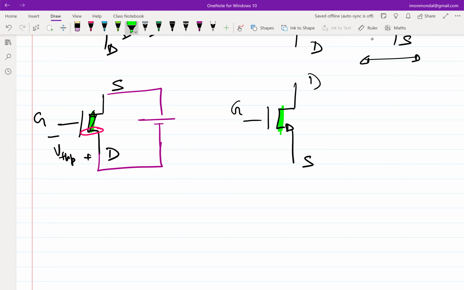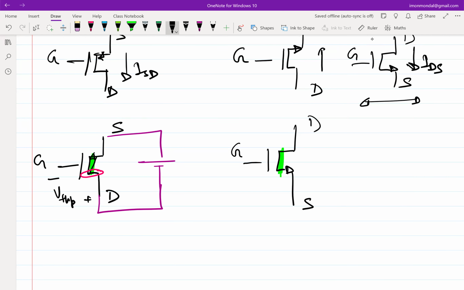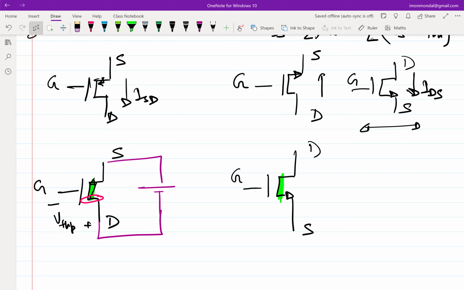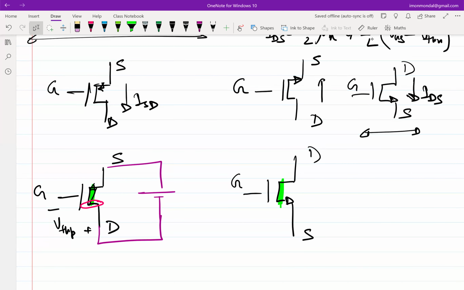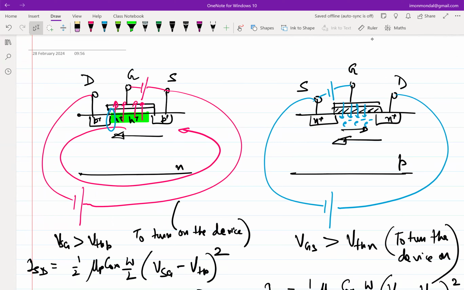So now we have the drain voltage. Under the condition that I am seeing a current flow, would the drain voltage be higher than the source voltage, or the source voltage higher than the drain voltage? In case of NMOS, the drain voltage will be higher, because we are applying a battery between drain and source. If you are not comfortable, go back to the picture on the right. The electrons are coming from the source to the drain, which means the current is flowing from drain to source. The drain is at a higher voltage.